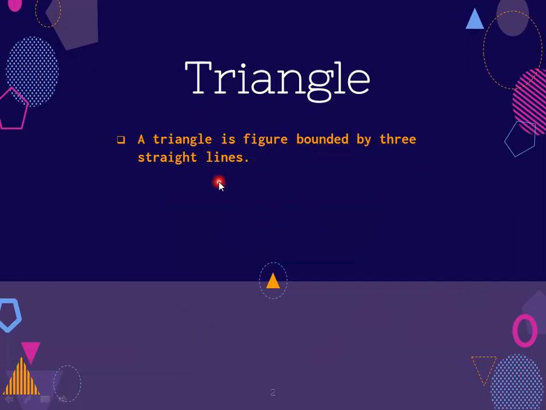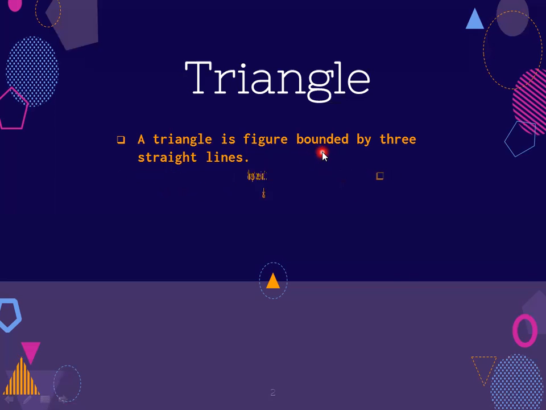Okay, what is a triangle? It is a figure that is bounded, meaning joined, with three straight lines. The lines should be joined with each other. As you can see here, this is a triangle. Why is this a triangle? Because it's a figure that is bounded with three straight lines. If you look at this one, this is a figure bounded by approximately 1, 2, 3, 4, 5 lines. So this is not a triangle. So in a triangle you must have three straight lines and they should be bounded with each other.